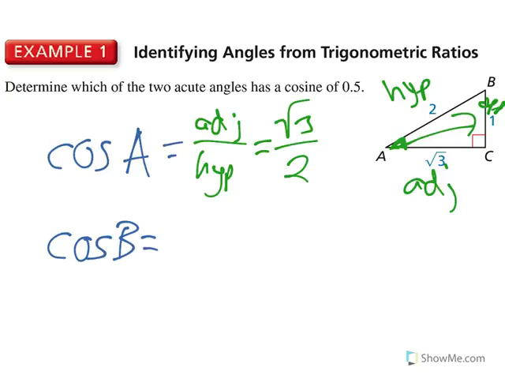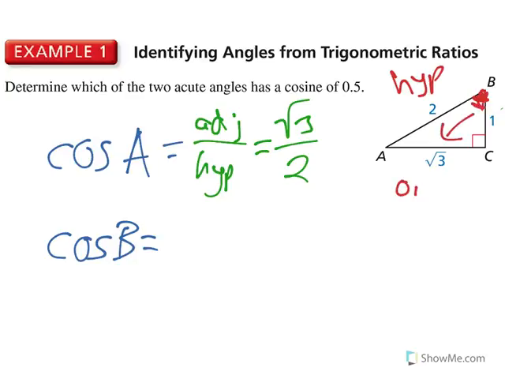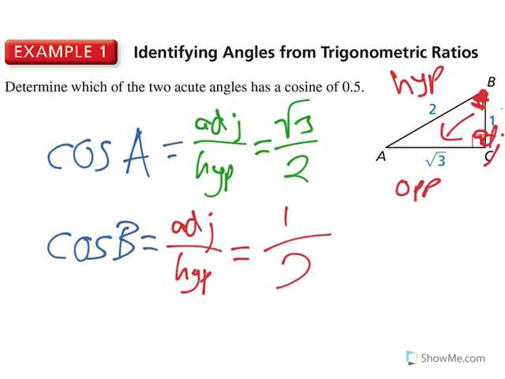Just looking at that, that doesn't look like 0.5, right? 0.5 is the same thing as 1/2. Square root of 3 over 2 is not 1/2. So let's look at cosine B. When I look at B, I'm going to switch my reference angle. My hypotenuse is still in the same exact spot. But now with B as my reference angle, opposite of B is the square root of 3, and adjacent is the 1. So adjacent over hypotenuse is equal to 1 over 2.